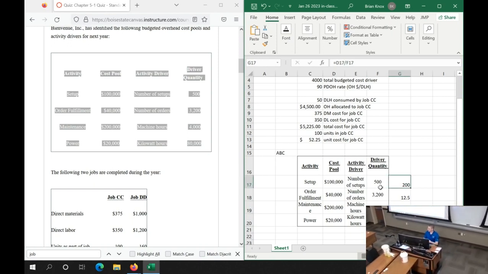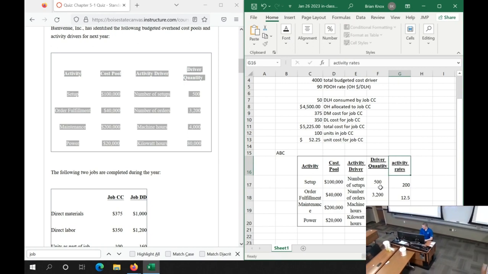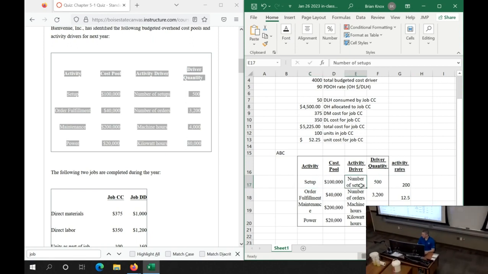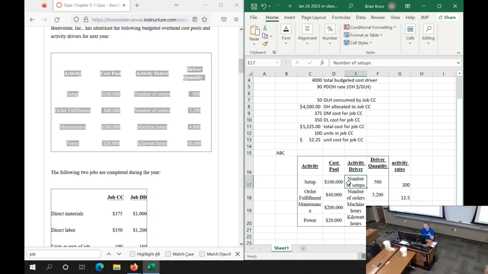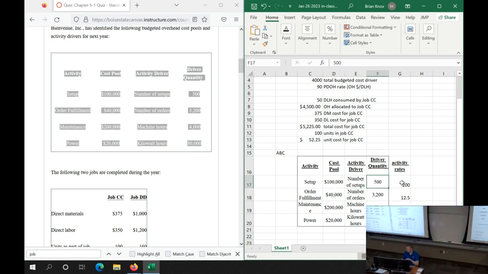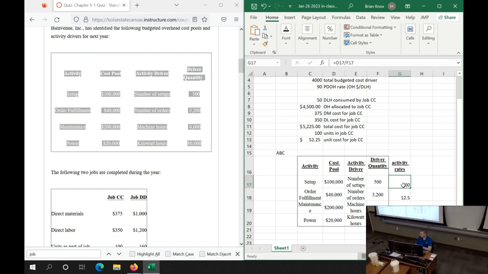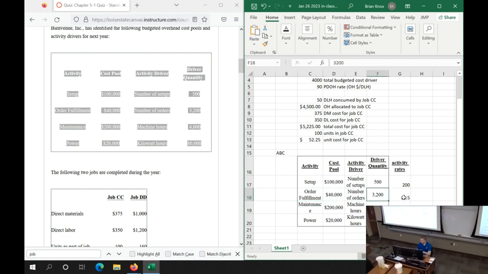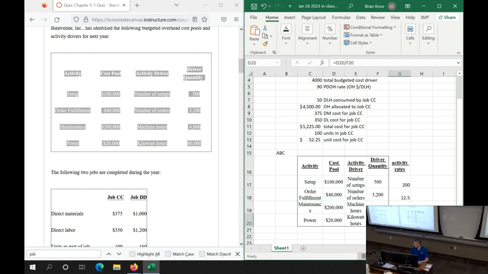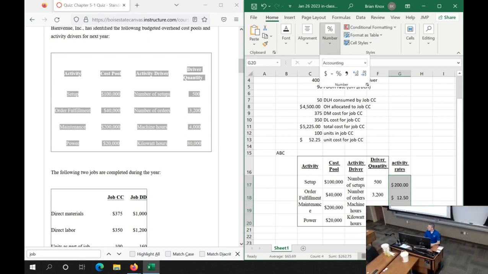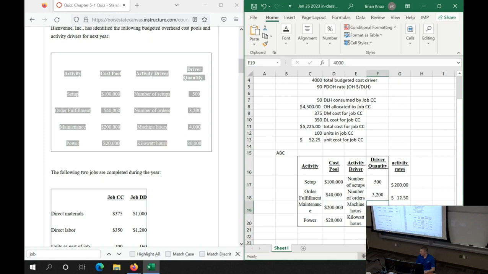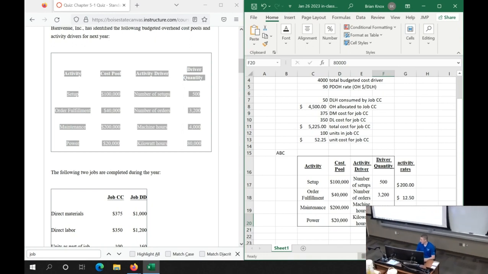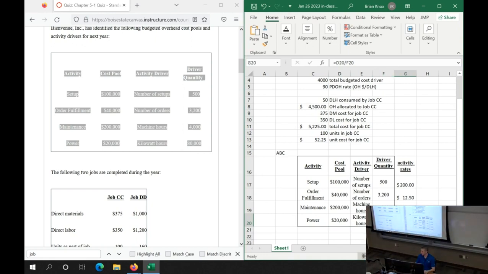All right. So these are our activity rates. For setup, the activity has a cost pool of $100,000. It's going to be rated out to individual jobs based on the number of setups those jobs consume. We have 500 setups we're expecting, and so for each setup, we're going to charge a job $200. Order fulfillment, same idea. 400,000 divided by 3,200 gives us $12.50. 200,000 divided by 4,000 gives us $50 for maintenance. And then power, $20,000 divided by 80,000 kilowatt hours gives us 25 cents per kilowatt hour.